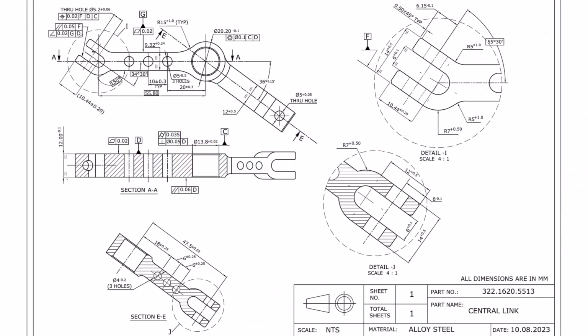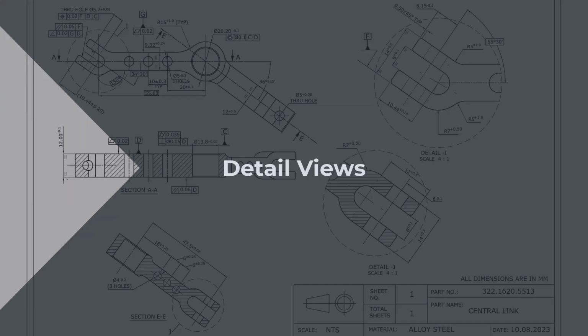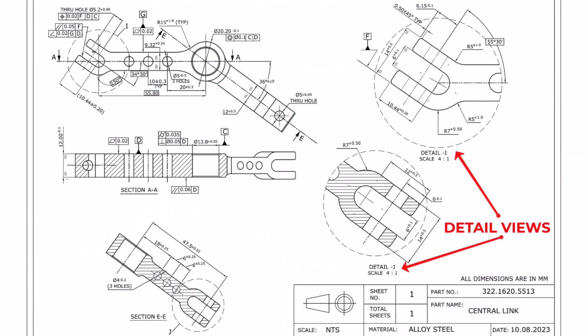Now let's look at another important feature, the detail view. As components become more complex, some regions become too small to dimension clearly in the main view. If we try to place every dimension around these tiny features, the drawing would become crowded and difficult to read. Instead, engineers enlarge only the important areas.